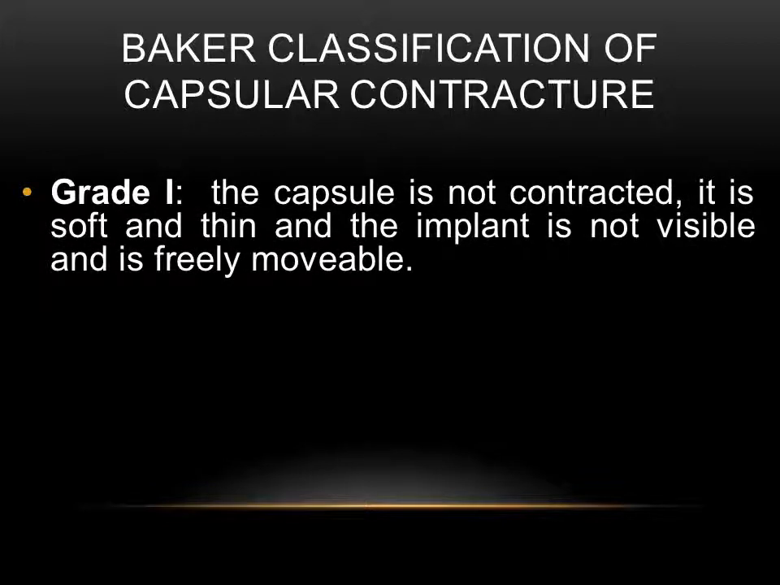Baker classification grade 1. The capsule is not contracted and it is soft and thin, and the implant is not visible and is freely movable. Patients without any complaints or problems are graded as grade 1 with a simple capsule.